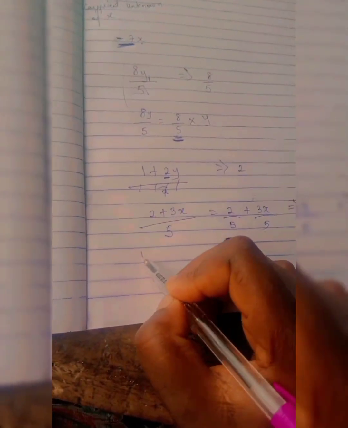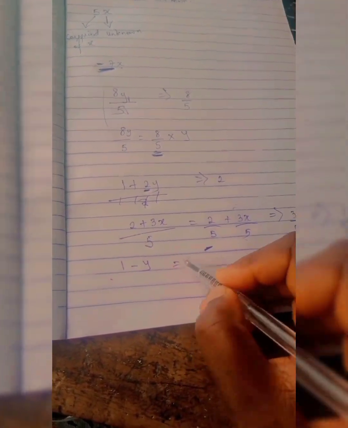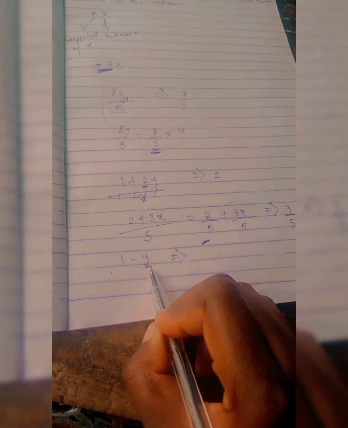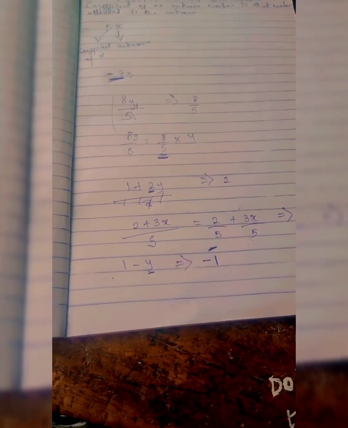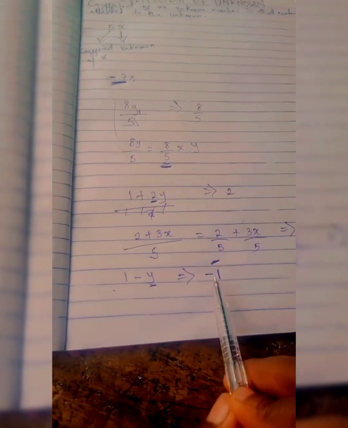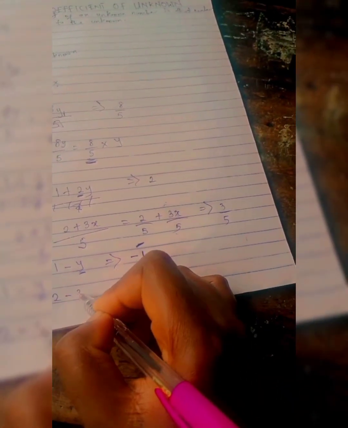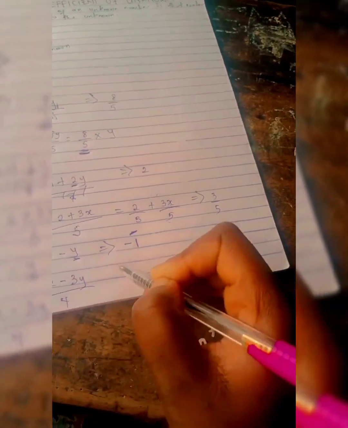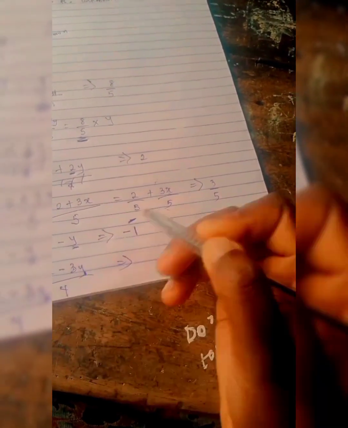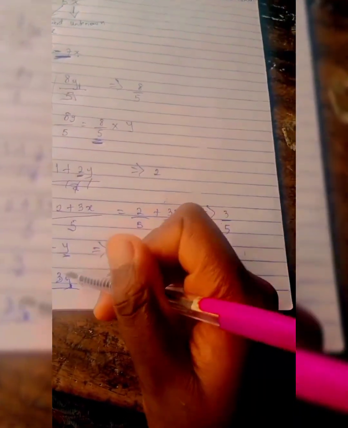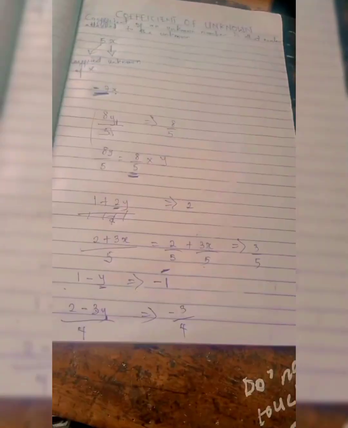So in case you also have this, what is the coefficient of y? Can you try that? The coefficient. So minus 1 is the coefficient. Then if I have 2 minus 3y over 4, the coefficient of y is minus 3 over 4. Whenever it's a fraction, you take the numerator and the denominator. So minus 3 over 4 is the coefficient of y.